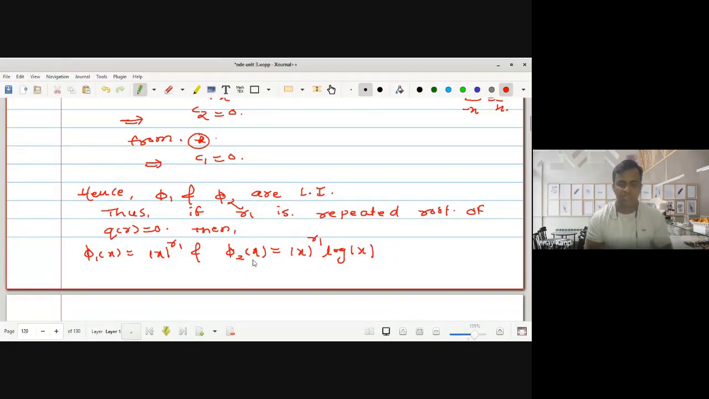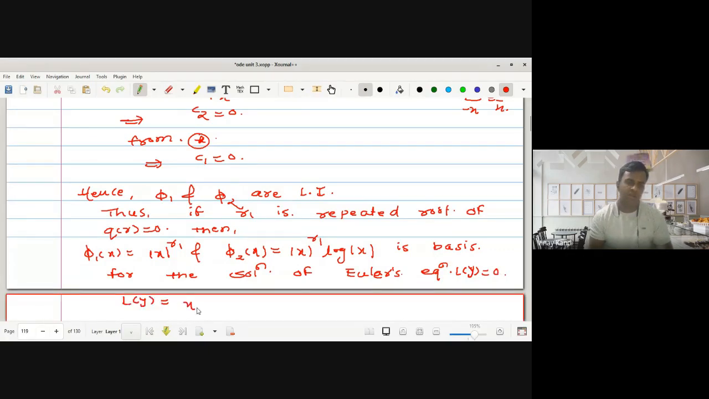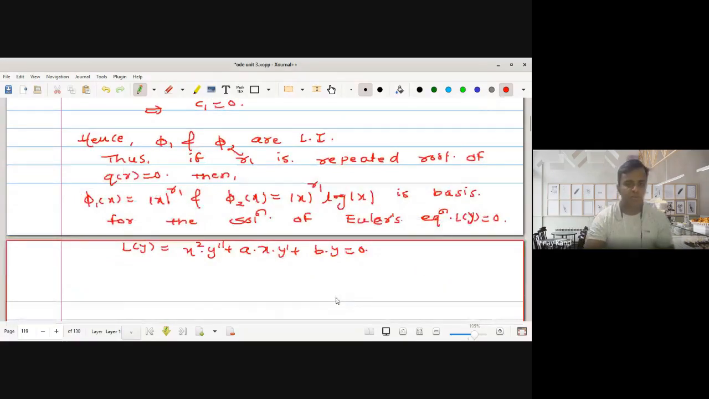Okay, phi 1 of x and phi 2 of x, these are the basis for the solution of Euler's equation L of y is equal to 0. Okay, what is L of y? L of y is equal to x square into y double dash plus a into x into y dash plus b into y is equal to 0. Okay, so this is the second part of the proof. Any doubt up to here?